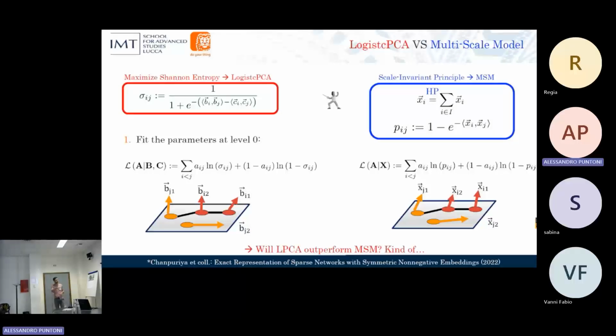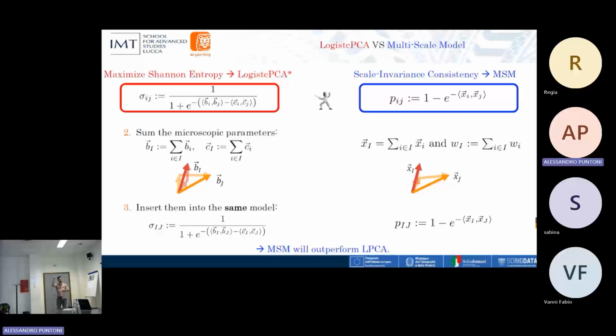Okay, so the pipeline starts by fitting the node embeddings either for LPCA, but also for our model. So we end up having those arrows. And at this stage, the Shannon entropy principle provides a model that is slightly better performing than the multi-scale one. While we then want to extrapolate our model to higher levels. The multiscale model prescribes to exactly sum the vectors, and we will do the same for the logistic PCA, even though it is a non-renormalizable model. So there is no recipe to take the vectors and create the bigger vector.